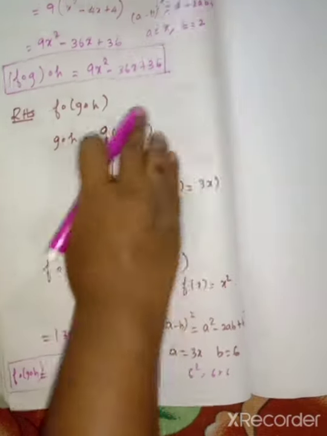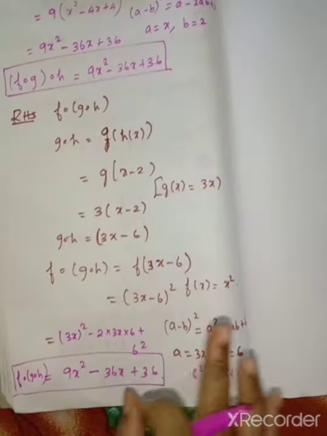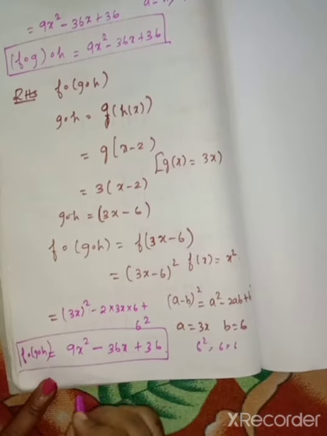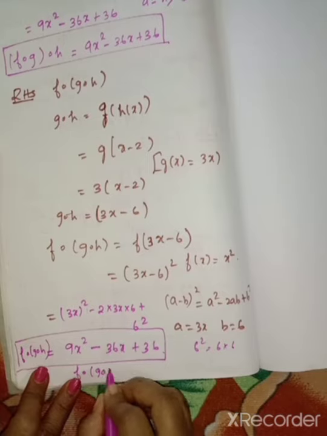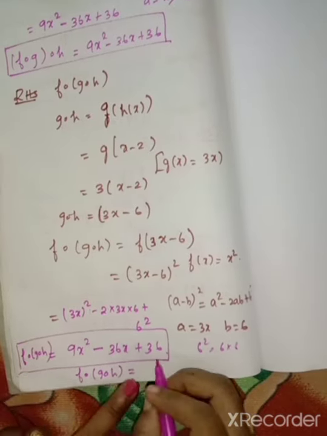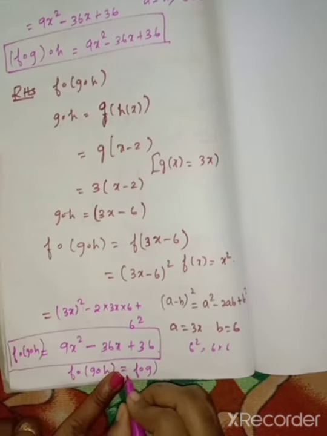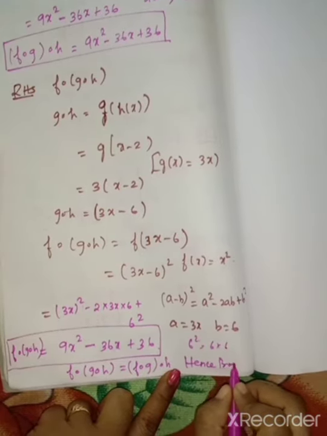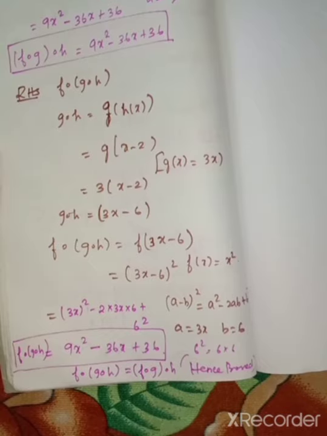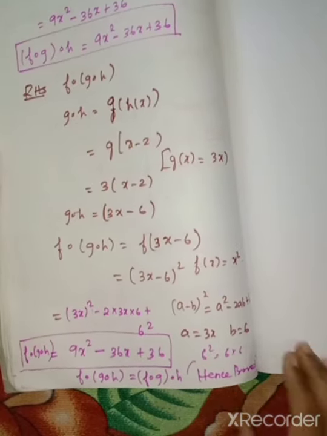So see here, the right hand side is the same, the left hand side is also the same. So f of g of h equal to f of g of h. Hence proved, because they asked to prove. So we have solved, both are equal.